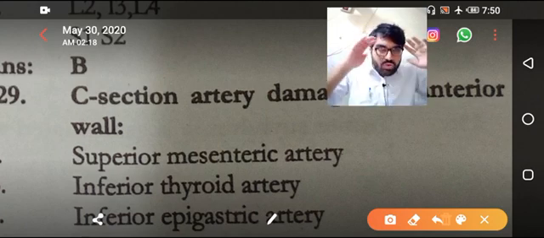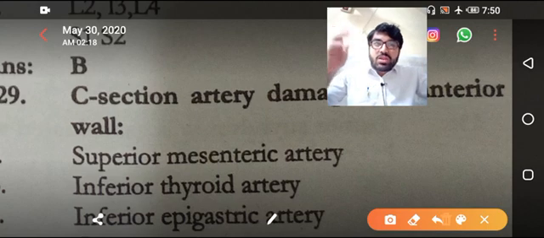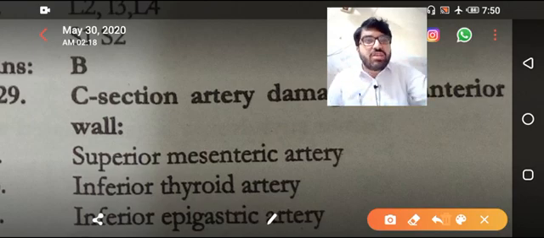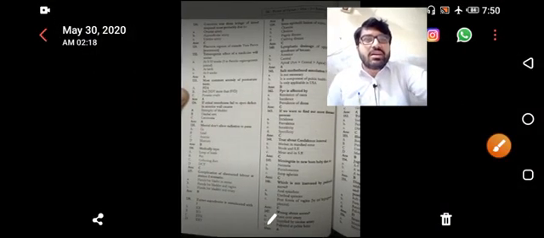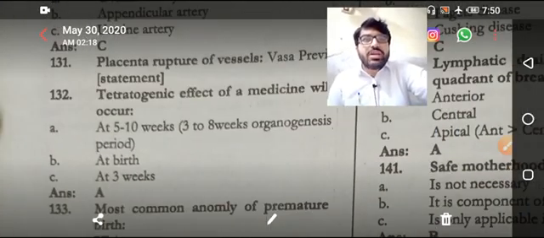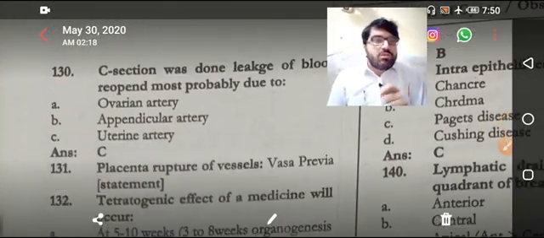artery. Uterine artery when they do not mention the anterior abdominal wall. But when they mention anterior, then option C, inferior epigastric artery. I think I am clear enough regarding that. I am going quickly so that we cover the first paper.